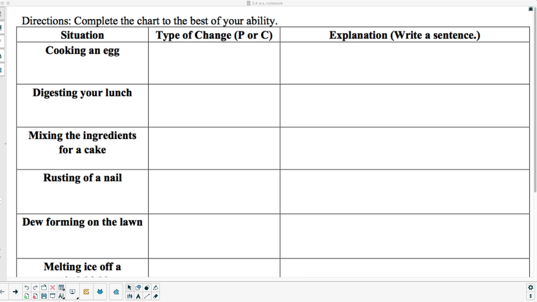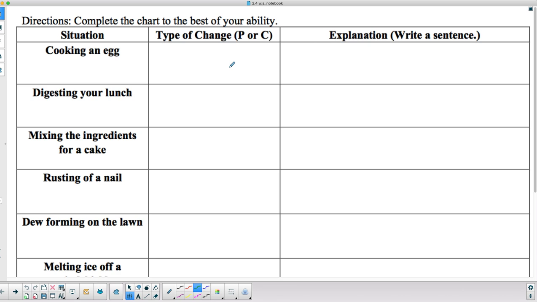To help you with the 2.4 worksheet, I want to make sure that after you've watched the EdPuzzle and you have your notes in front of you, you can use your notes to get more of a feeling, a logical progression, for figuring out whether you should first of all have a physical or a chemical change. So let's go through a couple examples.